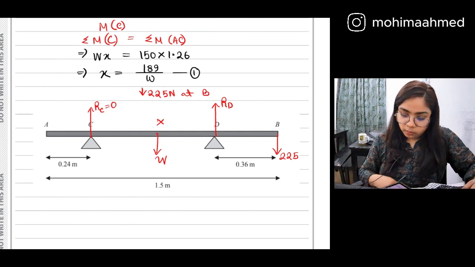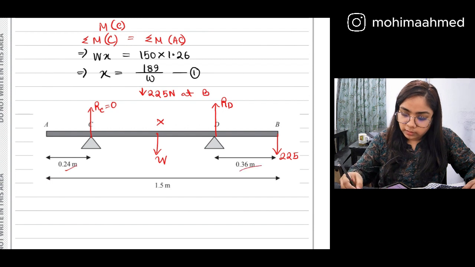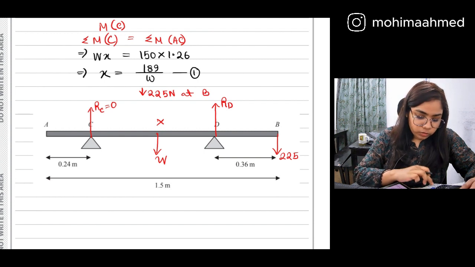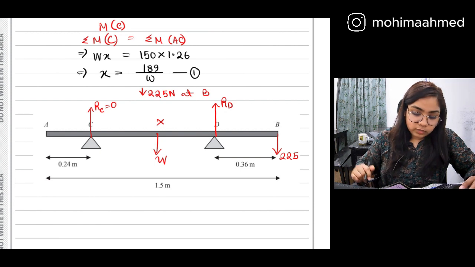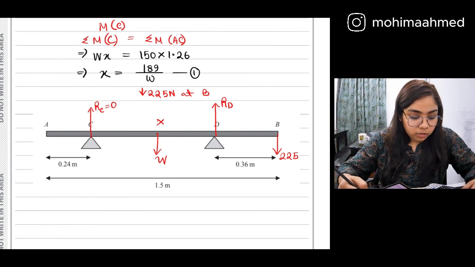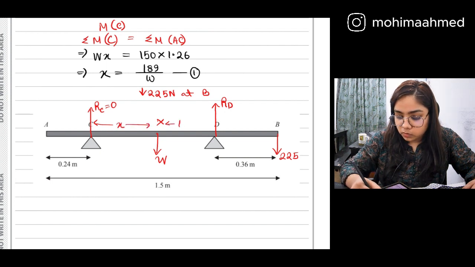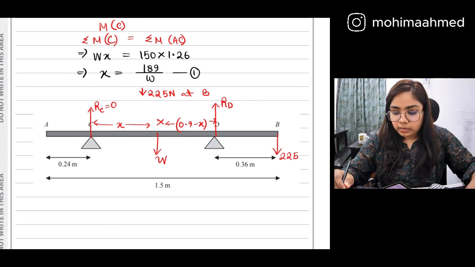That will be just what? 1.5 minus 0.4 and this 0.36, which is going to be 1.5 minus 0.24 minus 0.36, and that is going to be 0.9. So in between point R and C, you have 0.9. I already know this much distance was x meters, right? So CD over here is going to be 0.9 minus x over here. Okay, and yeah, that's it.